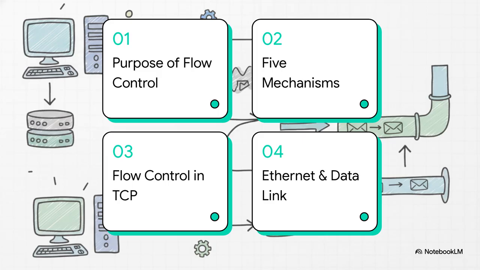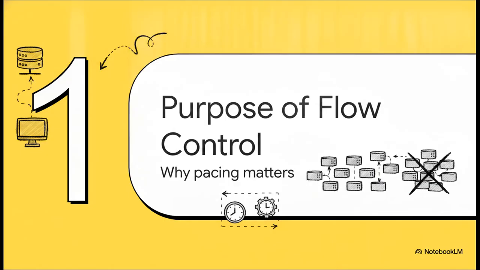So, to get our heads around this, here's our roadmap for today. First, we'll look at the core purpose of flow control. Second, we'll explore the 5 main flow control mechanisms. Third, we'll see how flow control works in TCP. And finally, we'll wrap up with Ethernet and the data link layer. Let's get into it. Starting off with Section 1, the purpose of flow control, and exactly why pacing matters so much.